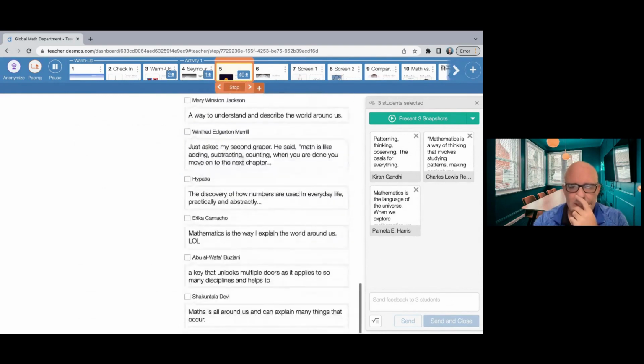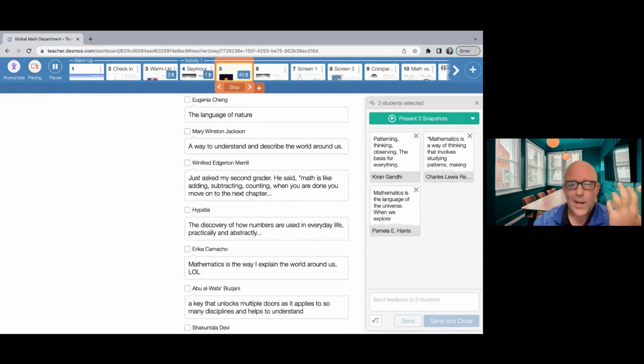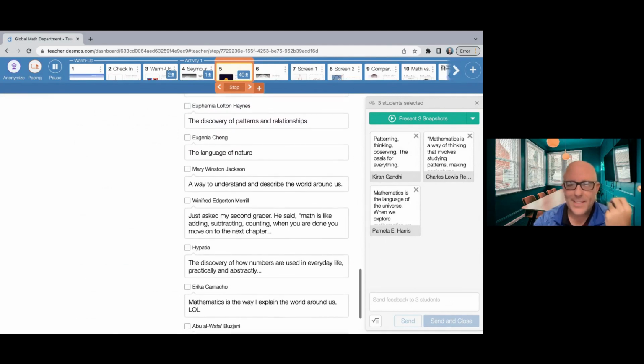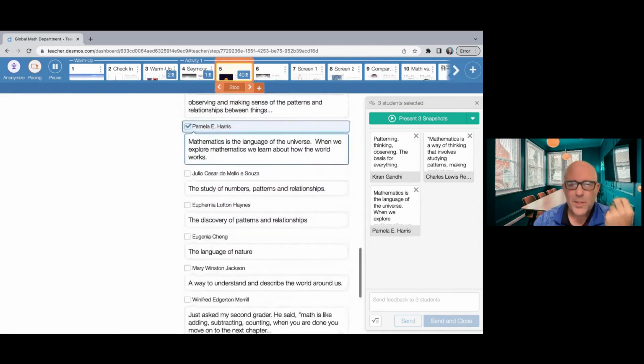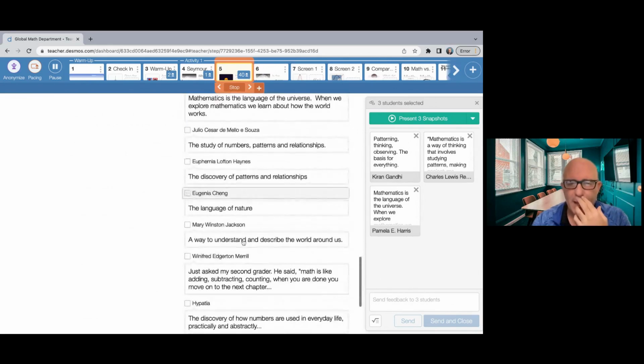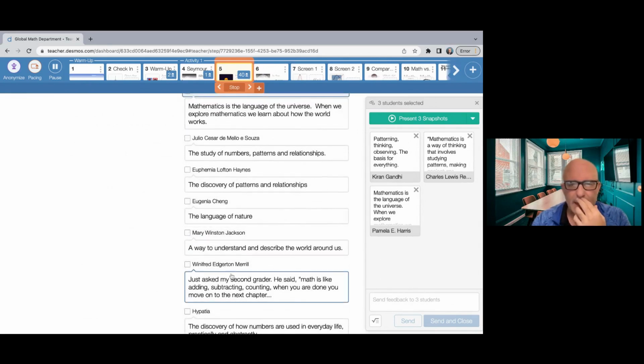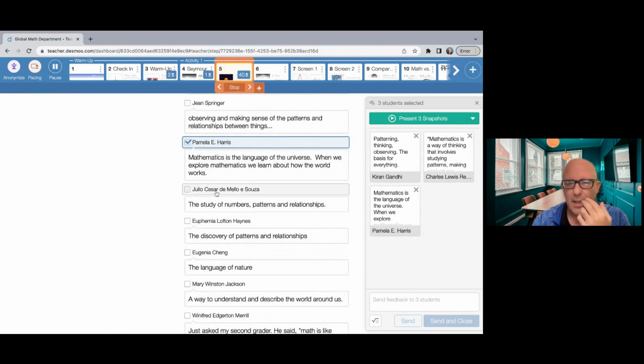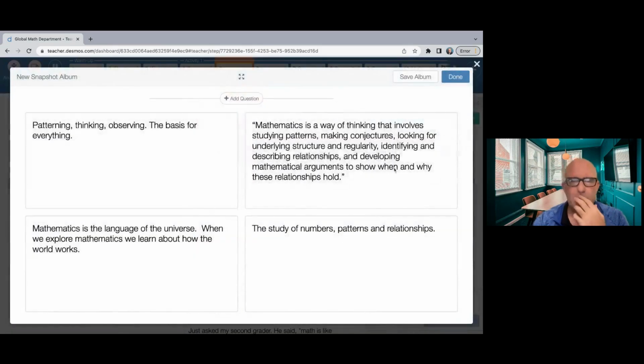Wow. Brilliant. I probably could write a book about some of the things in here. So many good things. Keep them coming in, but let's look at a few of these. There's just a lot of brilliance going on here. Love some of these: patterns, thinking, observing, the basis for everything. Like we solved it. We've got it done. Math is just everything. It is out there. It's everything. I love that definition.